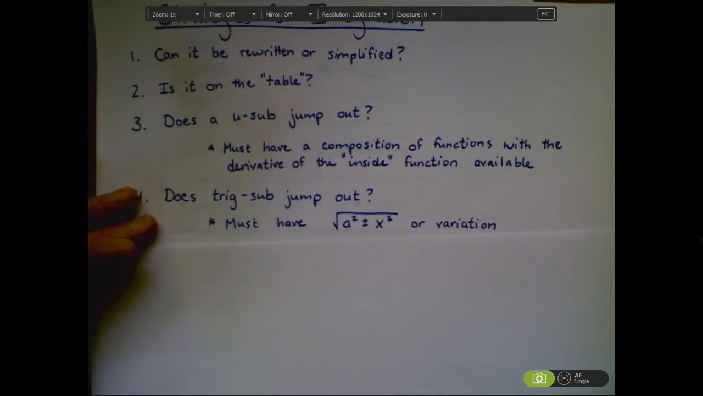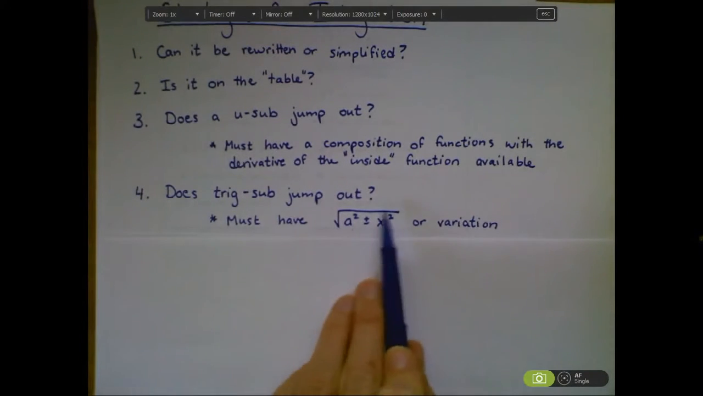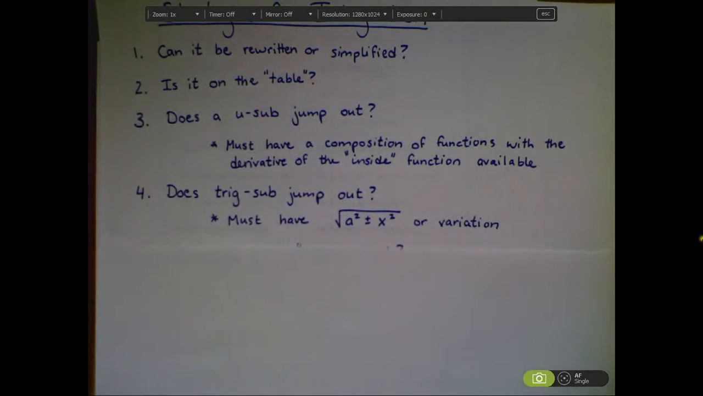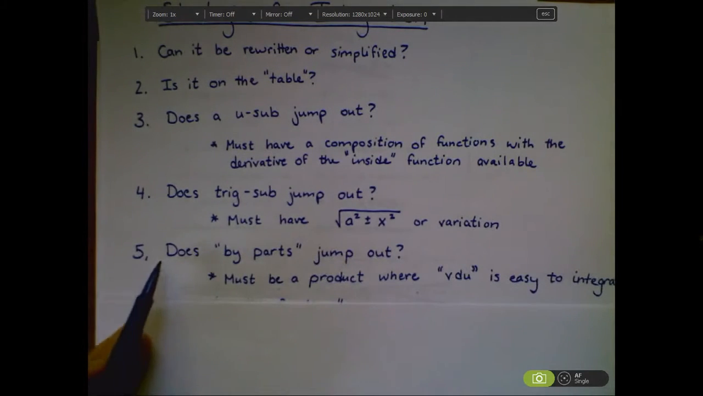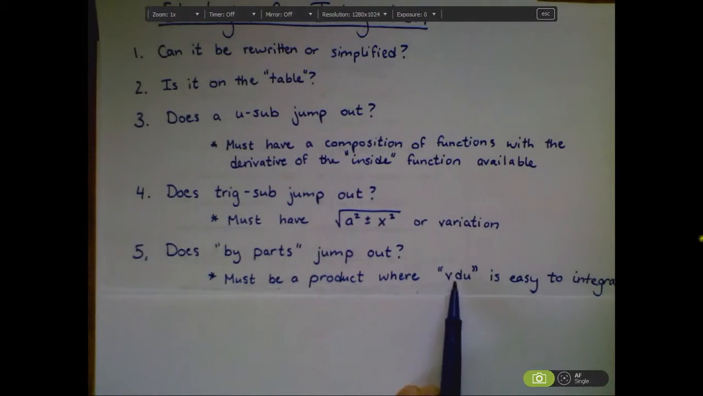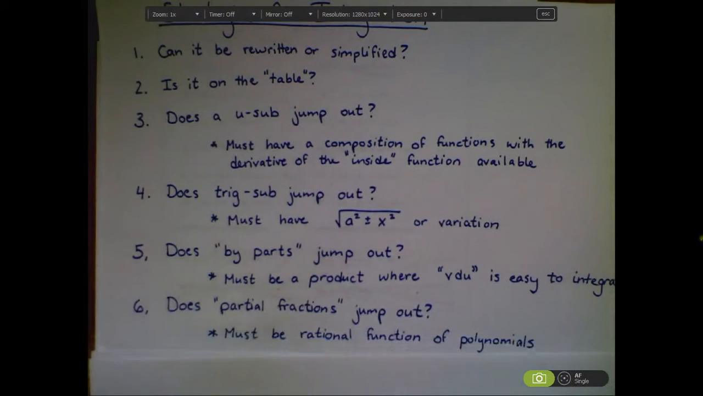Does a trig substitution jump out? These are going to be of the form something like this, or a variation, from the section that we saw before. Does integration by parts jump out? For by parts, we need a product where the v du is easy to integrate. Lots of integrals have products, but when we set up the by parts, we need to make sure the parts are something we actually know how to deal with. And finally, partial fractions I think is the easiest technique to recognize, because it's always a rational function: you have a polynomial on top and a polynomial on bottom.